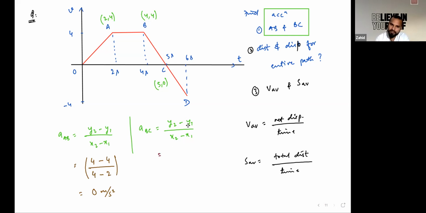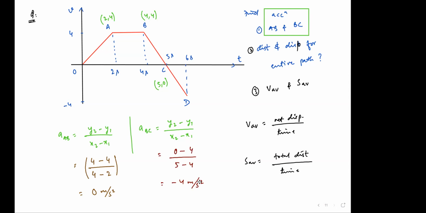Similarly, if you put all the values in the second part, from B to C, C would be final and B would be initial. So it will be 0 minus 4 divided by 5 minus 4. So it will be minus 4 meter per second squared. Sabita, is it clear? Yes, sir.